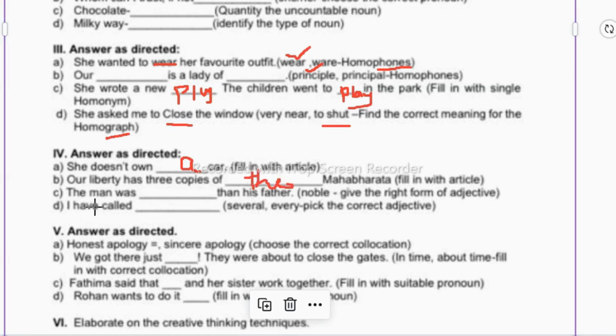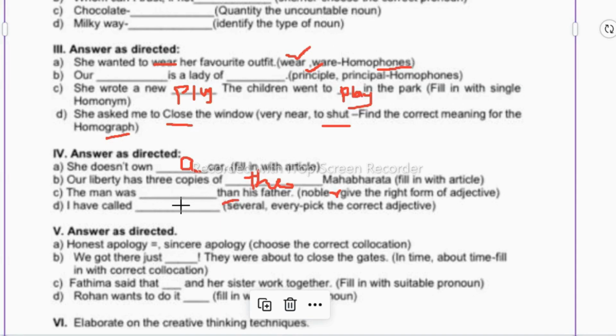Next one. The man was dash than his father. Now, this is a degree of comparison. These videos also I have uploaded. You can go through one. Second degree. Whenever you get than in your question, that means you have to add the second degree, like ER, like smaller and all. So the man was dash than his father. Noble is there. It is a simple positive degree. You have to change this to the comparative degree. So noble already has E here, so simply we have to write R here. It becomes nobler. The man was nobler than his father.